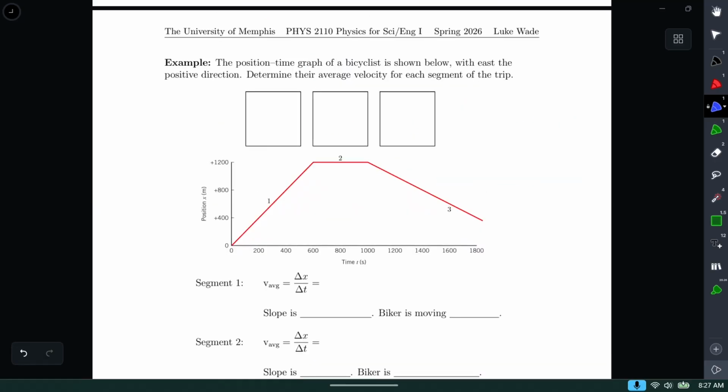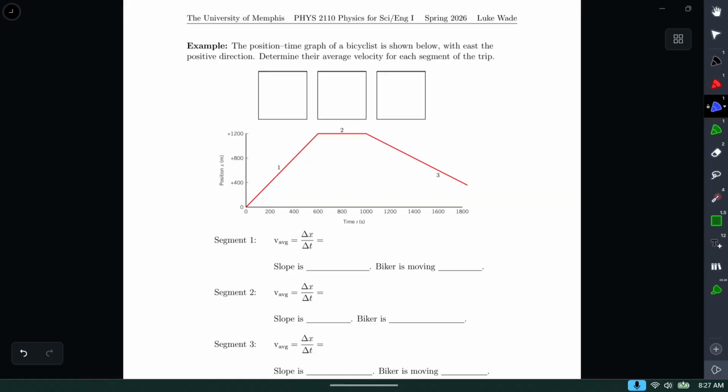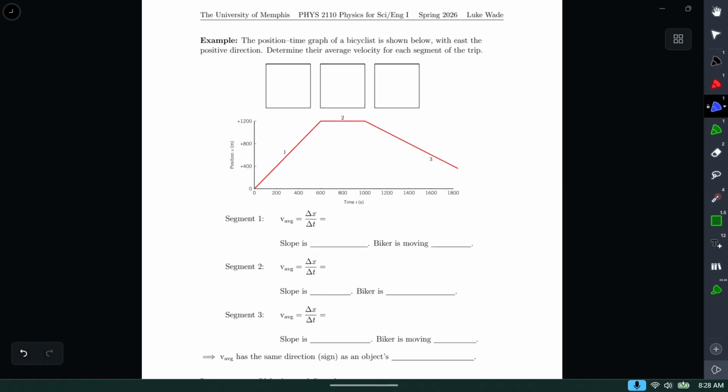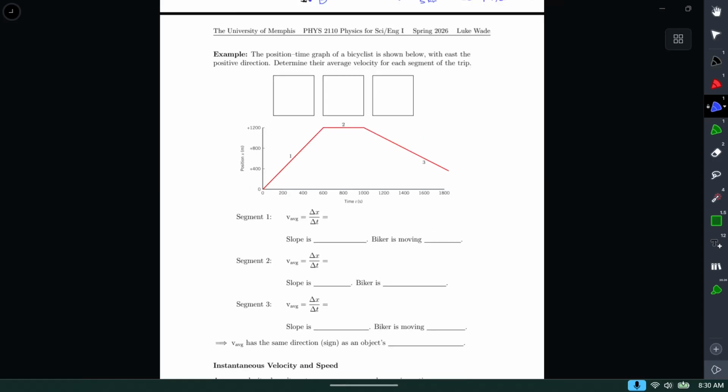I want you to also try this one, because it's kind of the same thing. I want you to find average velocity from this position time graph for these three different parts of a trip. So hopefully it'll be pretty fast, but just take a minute and try this one. Don't worry about what goes up here. I'll draw that in. Okay, do we have an answer for that first one?